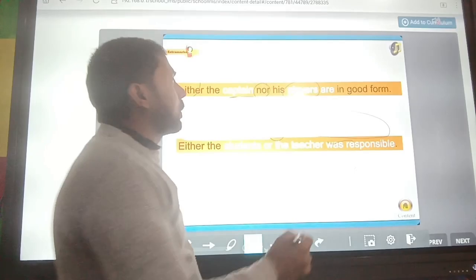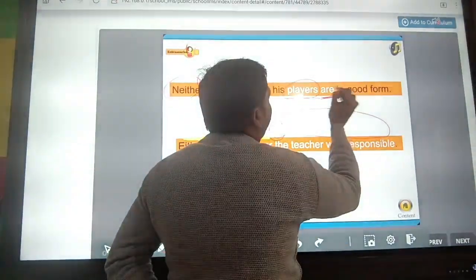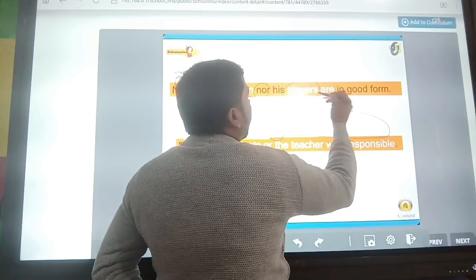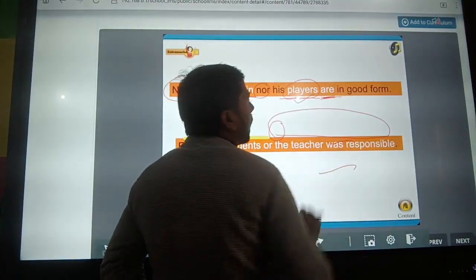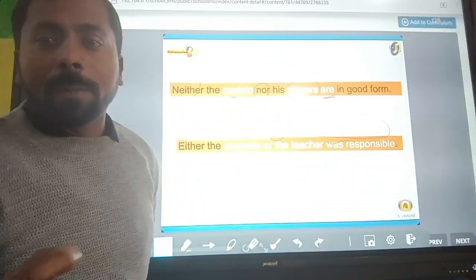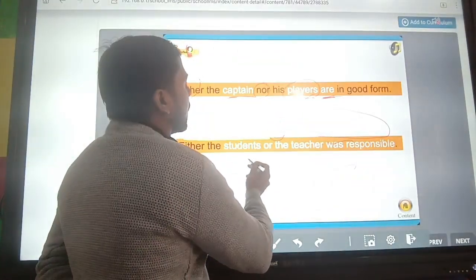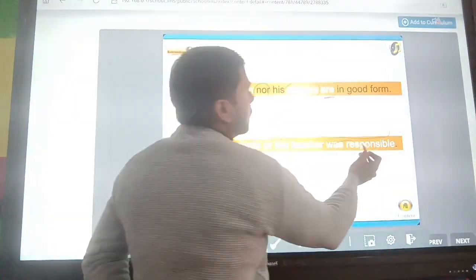According to the subject, we can use "are" here. Okay, so our verb will be according to the subject. The subject is a plural number, so we can use a plural number verb here. Is it clear? Either students or the teacher who are responsible.